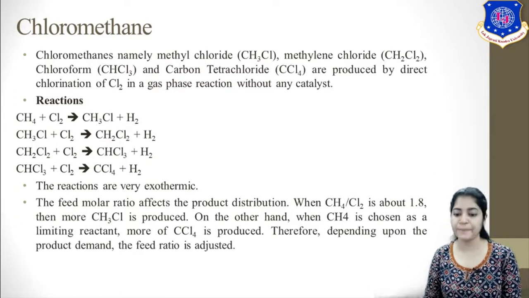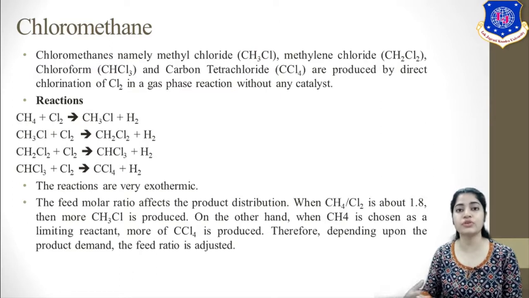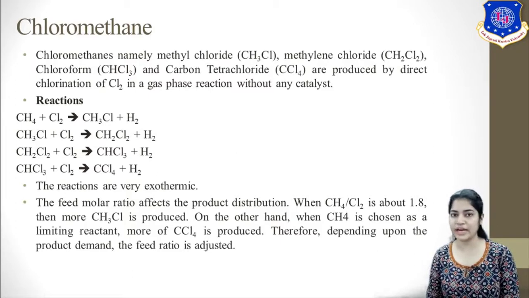Methyl chloride, CH3Cl, then methylene chloride, CH2Cl2, right? You can see that Cl has increased. Then chloroform, what is it? That is CHCl3, and carbon tetrachloride. So you can see that successive chlorination will give you this range of products, and these products are included in chloromethanes. They are produced by direct chlorination with Cl2 in a gas phase reaction without any catalyst. So no catalyst is used here.